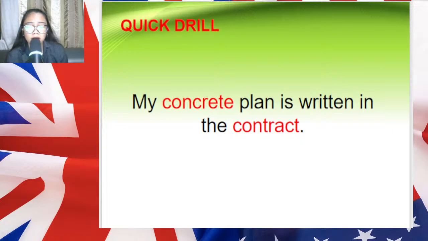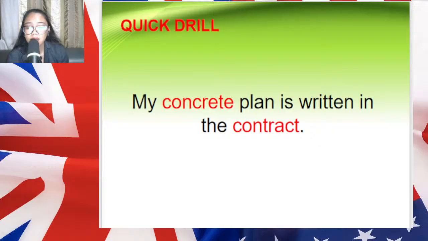Is it signed Binay? I don't know. I forgot the name, but let's not look into the Philippine context, let's look at the context in general. So concrete is an adjective. It means hard building material. Okay. All right.